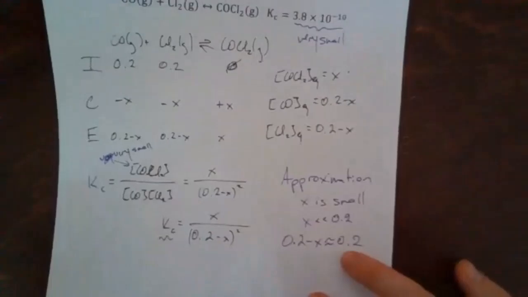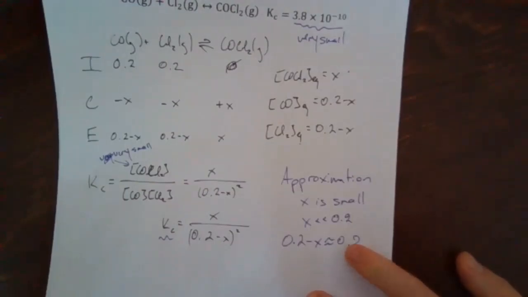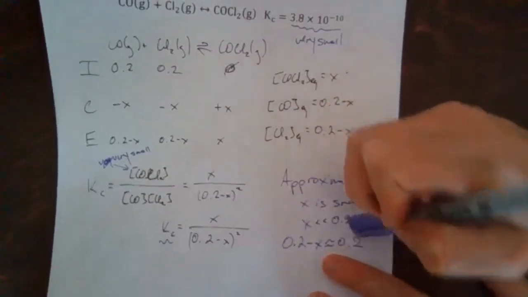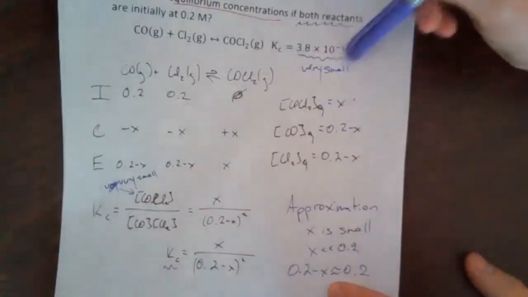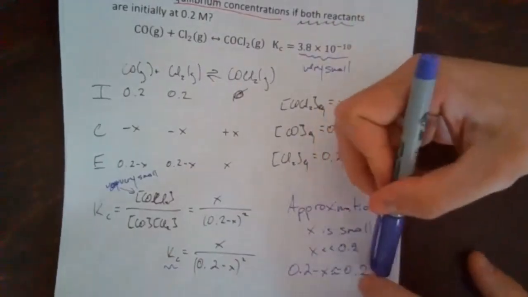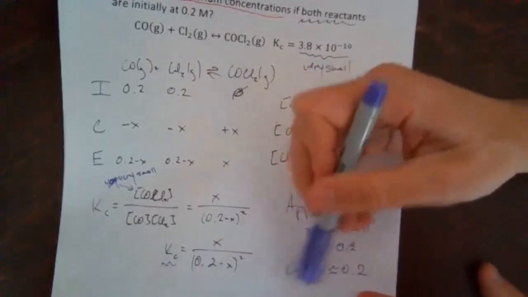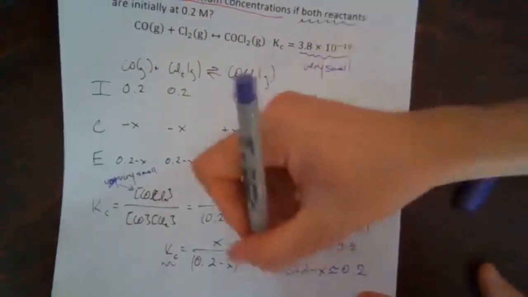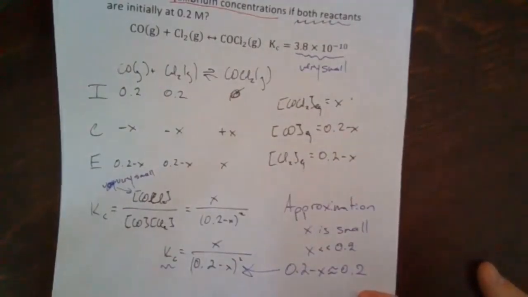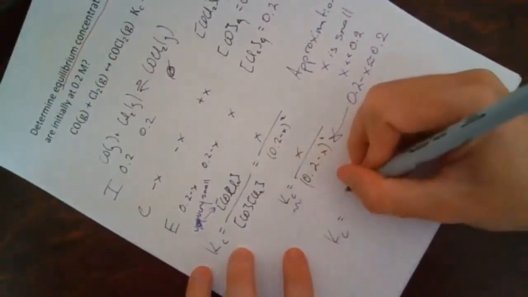If you think about it, if you have, say, $1 billion and you give away 1 cent, you still basically have $1 billion, because $1 billion is a lot bigger than a cent. So if I'm doing 0.2 minus x, because x is really small, which I can tell because of the very small value for the equilibrium constant, 0.2 minus x is basically 0.2. So I can make that approximation and substitute it in right there.